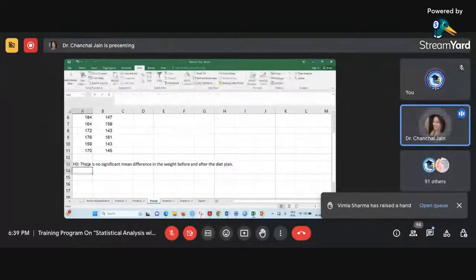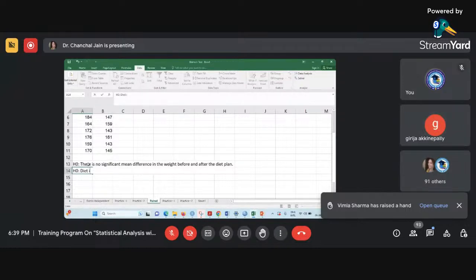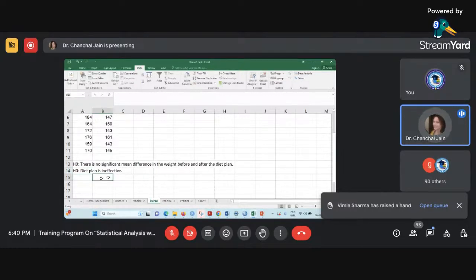Alternatively, you can write there is a significant difference. Other way around, you can write your null hypothesis that diet plan is ineffective. Or alternatively, you can write diet plan is effective. So these are the two ways of writing your hypothesis.